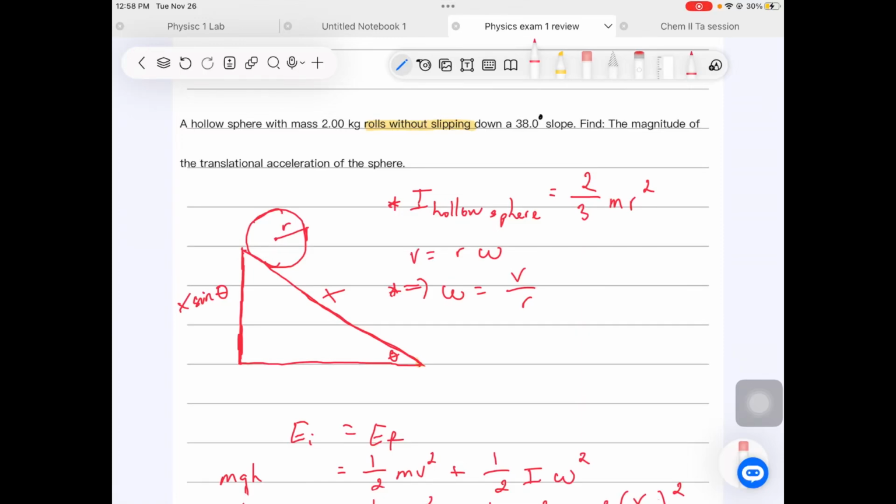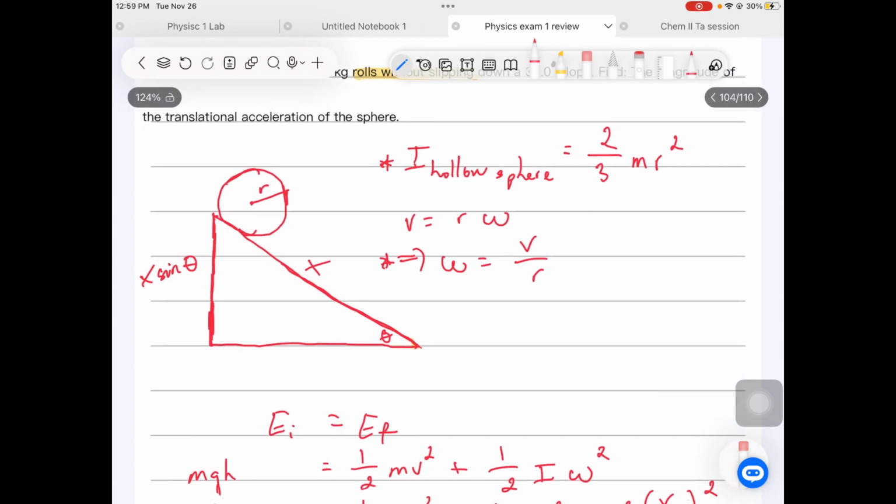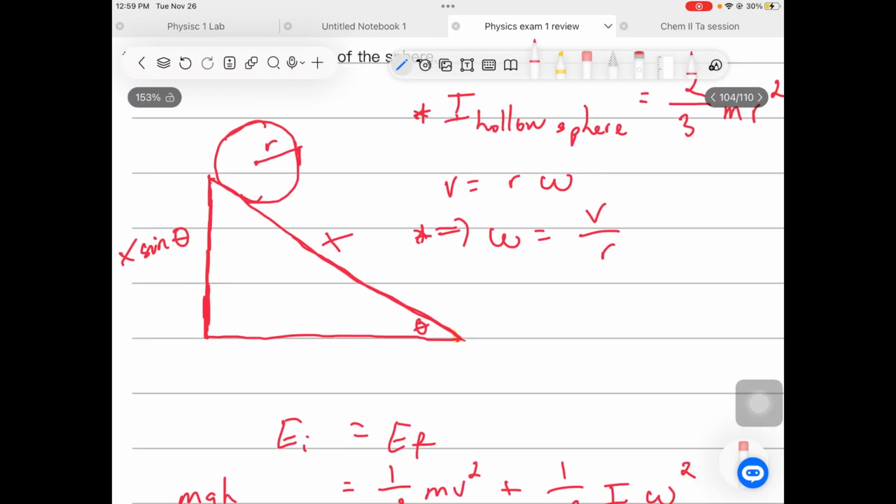Everyone, today we're going to go over the problem with a hollow sphere rolling down without slipping. We're going to find the translational acceleration of the sphere without knowing the radius or the distance that the sphere travels. So we're going to start with the free body diagrams here.